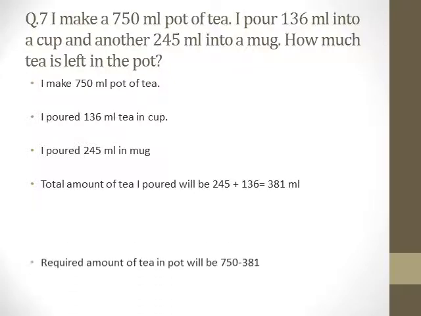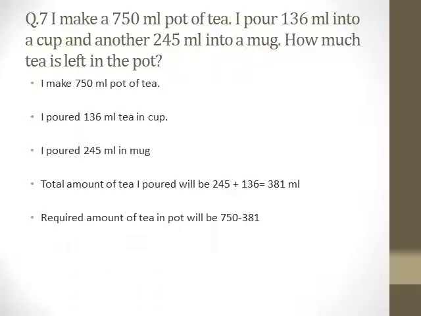What I will say now is that the required amount of tea in the pot will be 750 minus 381. Why? Because the question is asking how much tea is left in the pot, so the amount of tea left in the pot should be subtracted from the total amount of tea. I made 750 milliliters of tea. That's why I subtract 381 milliliters, which I poured into the mug and cup. 381 milliliters is the amount of tea I poured into the cup and the mug, and 750 milliliters is the amount of tea I actually made. So when I subtract 381 from 750, I will get the actual amount of tea left in the pot.